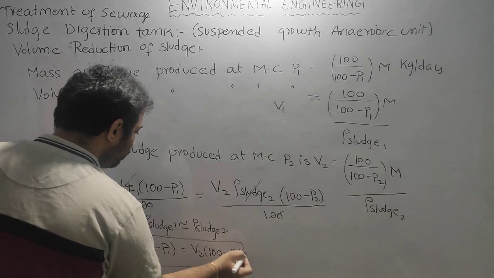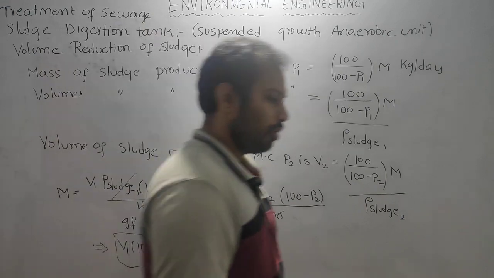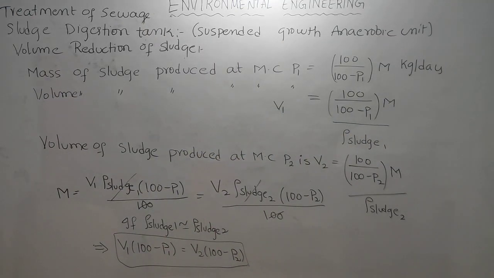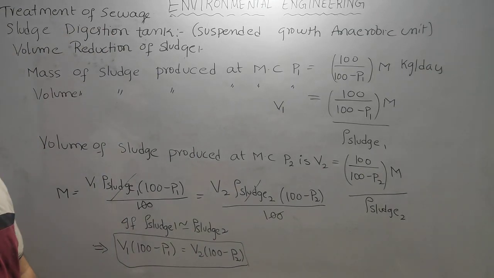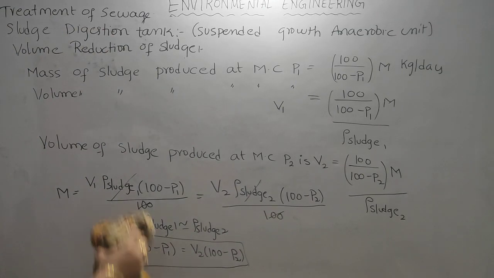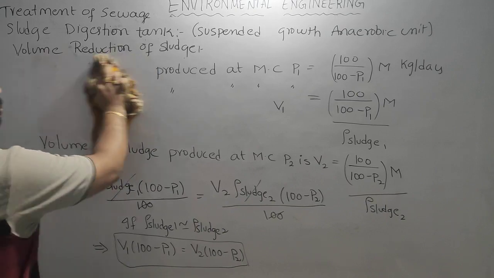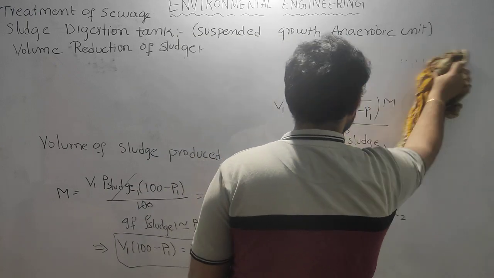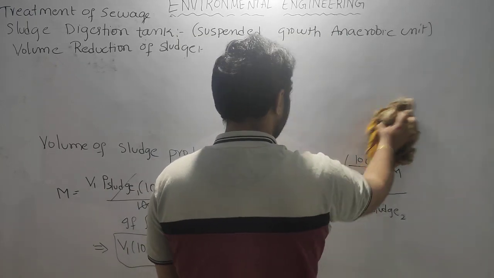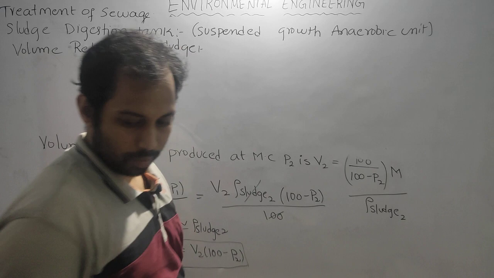When we are reducing the moisture content, that is P, what is the reduction in the volume of the sludge? That you will understand from this relationship. I will use this relationship to explain how much volume it will lose when we reduce the moisture. What is the importance of this moisture reduction? Why is it that important? We will understand it with a simple example.